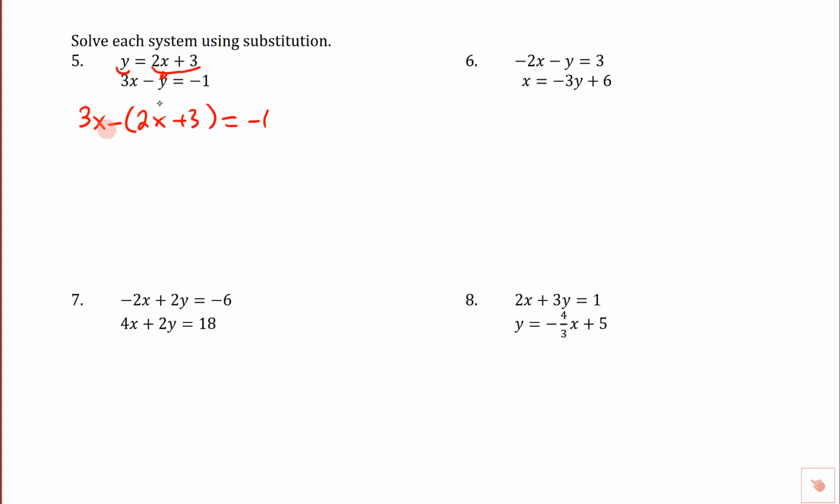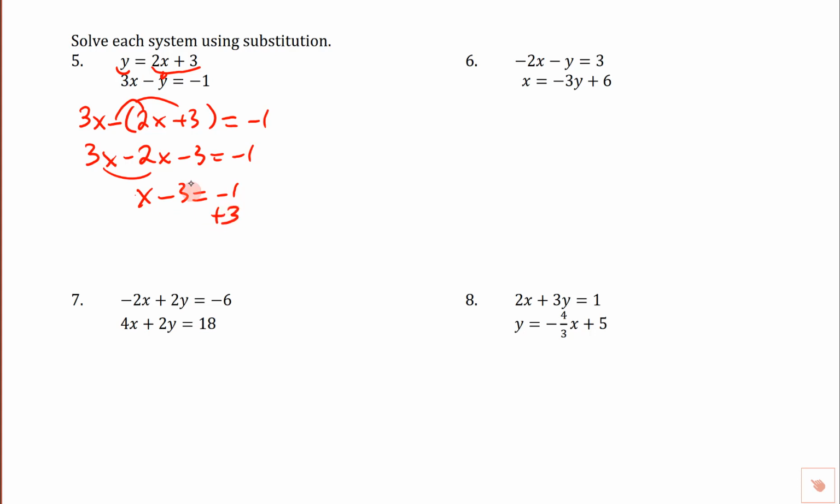There's the 3x, there's the minus, there's the equal, there's the -1. The only thing that we're changing is instead of putting y right there, we're going to put what y equals. And then we'll just distribute through. So this is 3x minus 2x minus 3 equals -1. These two are going to be put together. We're going to end up with an x minus a 3 equals -1.